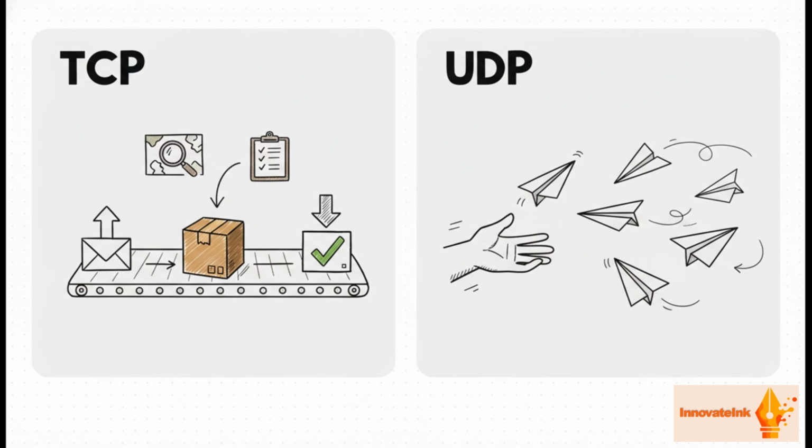Now, for something like a web page, you need every single piece to show up, right? You can't have missing paragraphs or half an image. That's why we use TCP, the Transmission Control Protocol. It's like sending a package with a tracking number and delivery confirmation. The other option, UDP, is more like just tossing a handful of postcards in a mailbox and hoping for the best. It's fast, sure, but there's no guarantee. For our web request, we need the reliability of TCP.